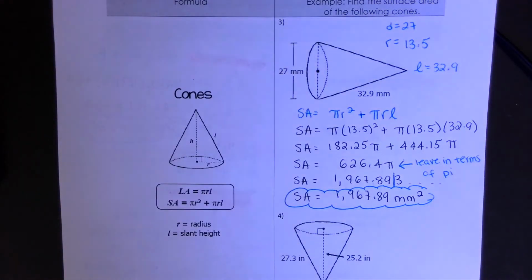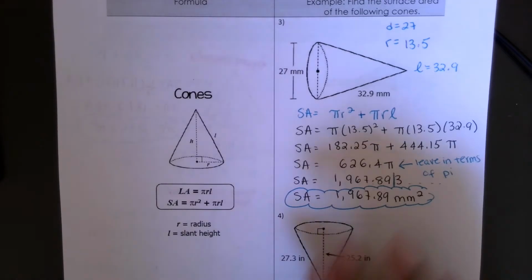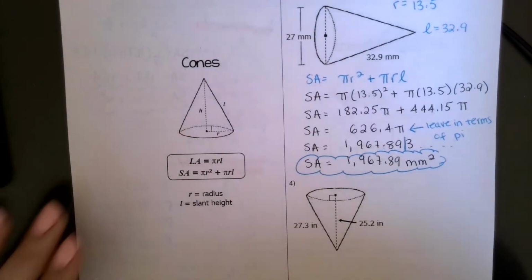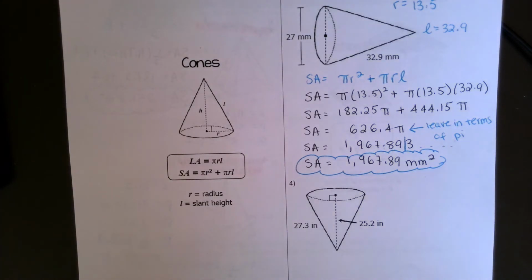So if ever you see that, that means they want the answer with pi in it. Okay, so that's your answer. And lastly, we have the last example, another cone. We're going to find the surface area.